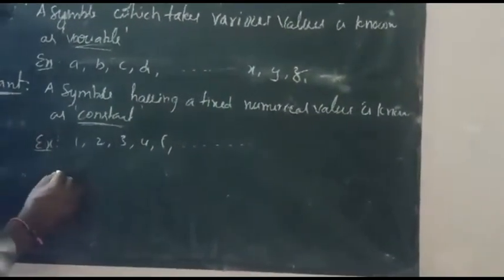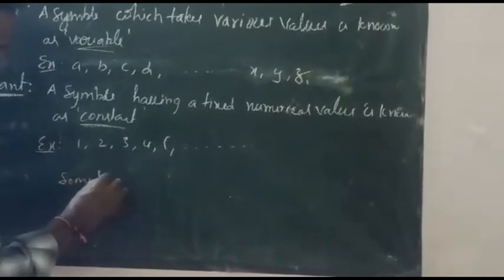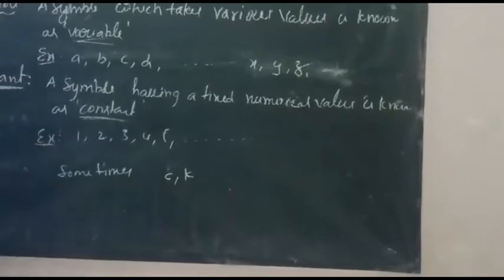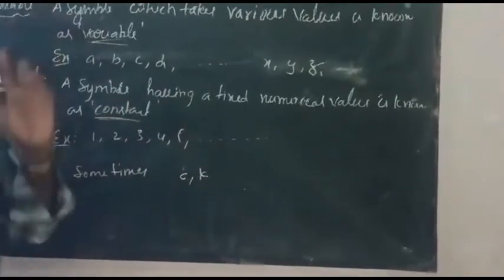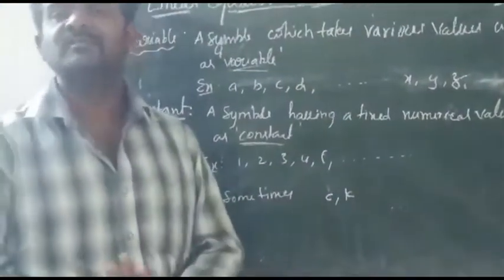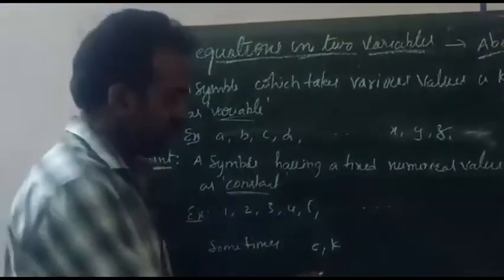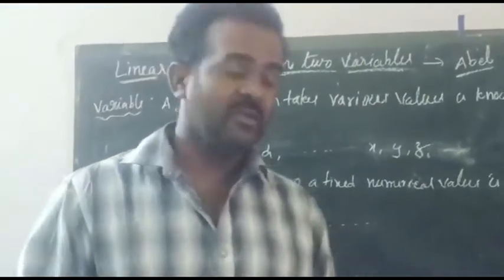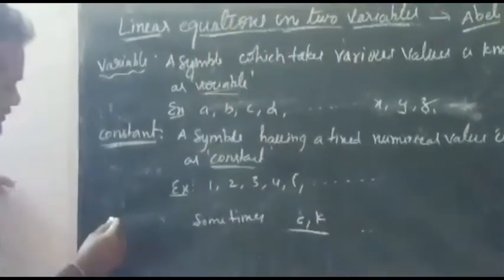Sometimes constants are taken as literals, here C comma K. Literal means variables. Sometimes C and K are also taken as constants. Okay, now coefficients.